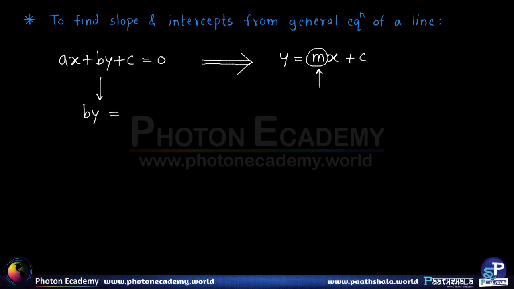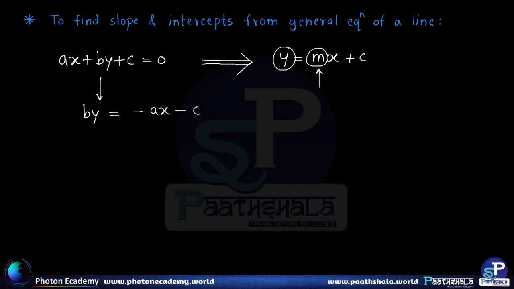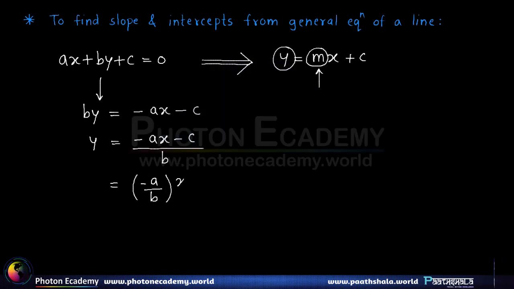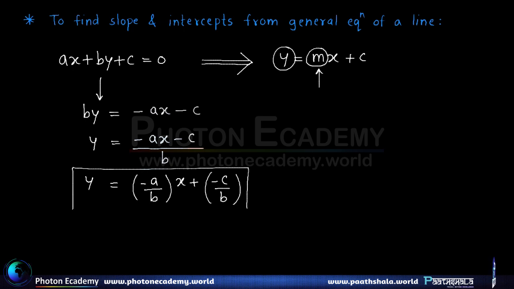So we keep the y term on the left side and transfer the other two terms to the right side. Since we want strictly y on the left side, but here we have by, we have to divide throughout by b, of course assuming that b is not 0. So we get minus ax minus c upon b. Separating the terms, we can write that as minus a upon b x plus minus c upon b, correct?